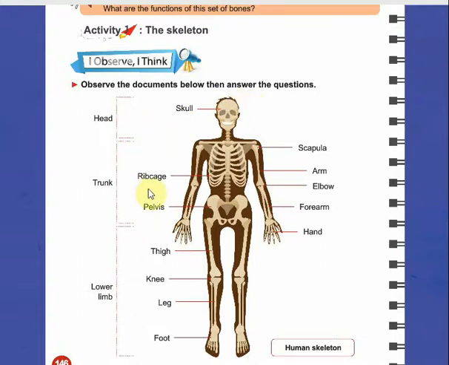In the trunk we have the scapula, the rib cage, which are the ribs, and we have the pelvis. I mean, we are counting the bones in each part of our body. In the upper limbs, we have arm bone, the elbow, forearm, and hand. This upper part is everything related to the hand. And in the lower limbs, we have thigh, knee, leg, and foot.